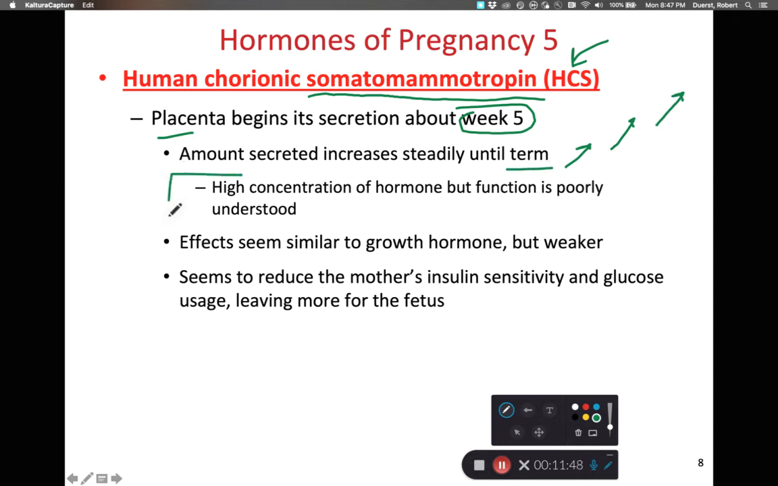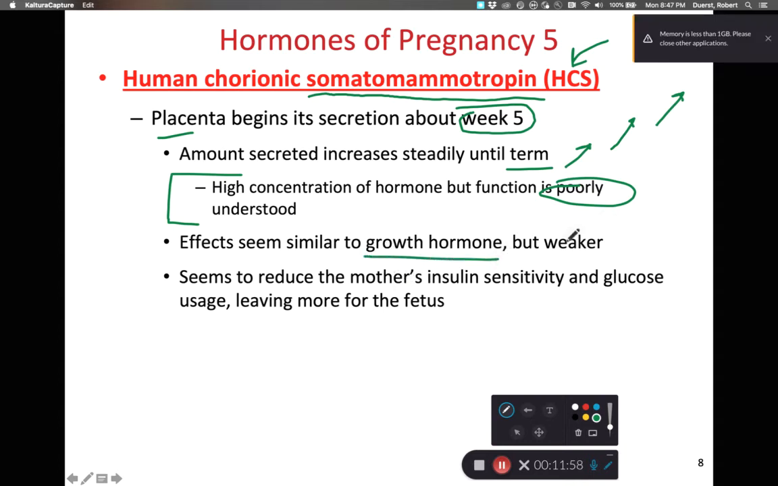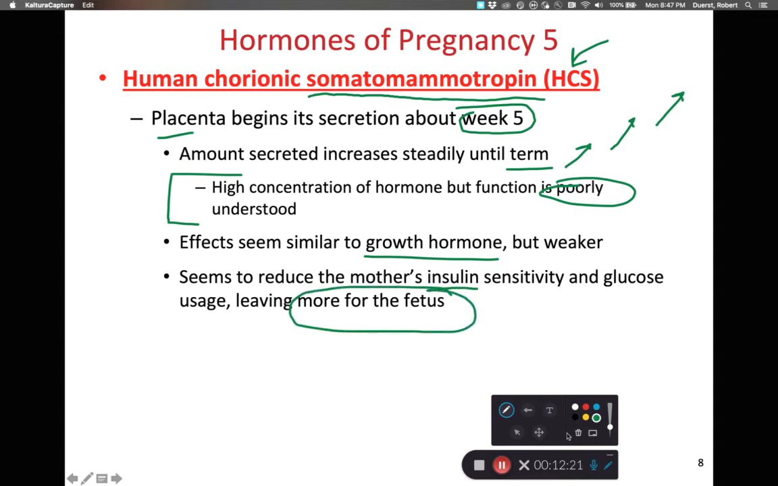And we find that there's high concentrations of this hormone, but we really don't know what it does. It seems like it's kind of similar to growth hormone, but it's just a weaker variation of growth hormone. It also seems to make mom less sensitive to insulin. And if mom is less sensitive to insulin, she's going to have elevated blood sugar levels. And that elevated blood sugar in mom is typically going to mean that the child can get more blood sugar, more glucose, through the placental barrier. So that leaves more glucose for the developing fetus.